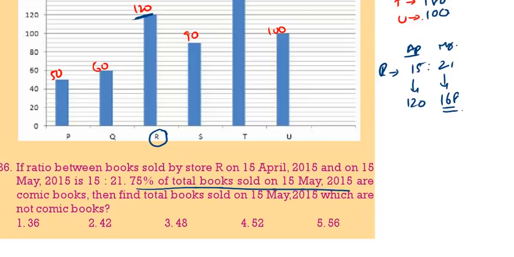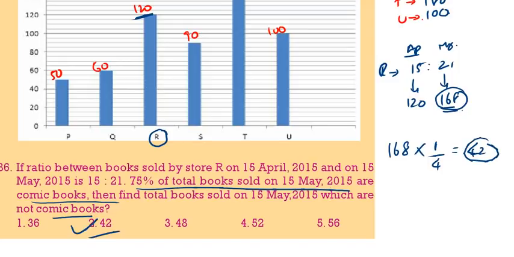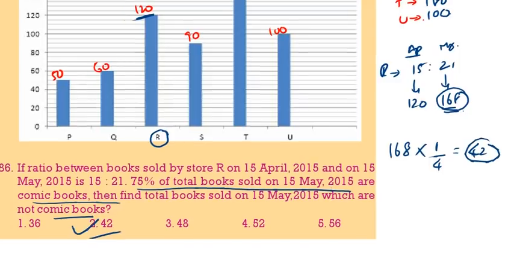Then 75% of the books sold in May 2015. May 2015 we are having R 168. In this 75% are comic books. Now which are not comic books? That will be 25%. 25% means 1 by 4. That will be equal to 42. 2 is the correct answer. See the next one.